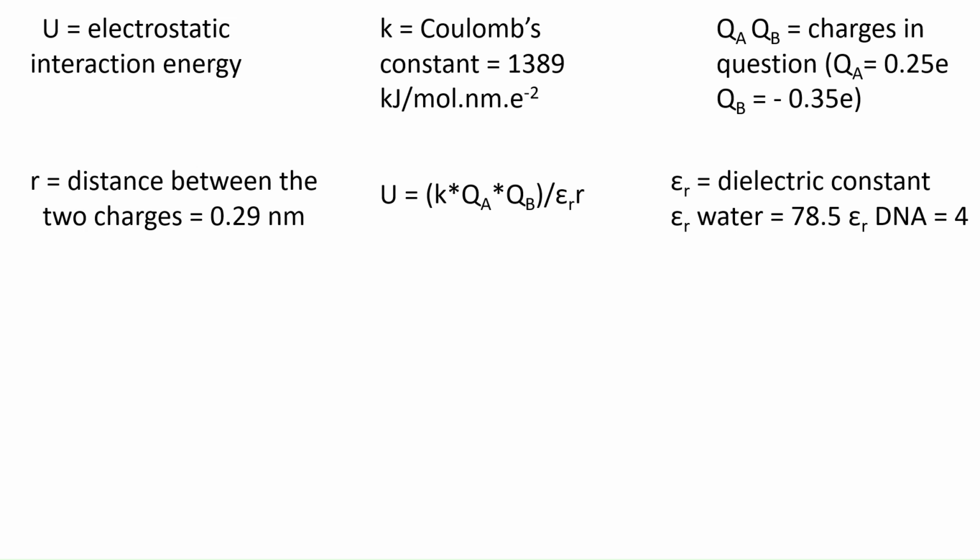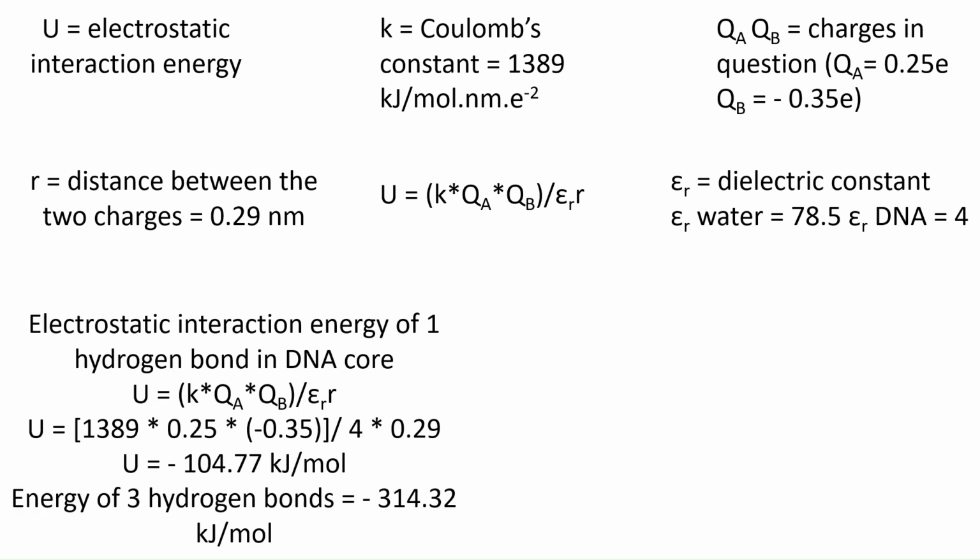Now, we'll put all of these numbers into the equation, and first we'll solve for the DNA core. So, when we put all the numbers into the equation and solve it, first we'll get the energy for a single hydrogen bond, which is minus 104.77 kilojoule per mole. And to calculate the energy for three bonds, we simply multiply it by 3, giving us the number minus 314.32 kilojoules per mole. Now we'll repeat the same thing, but for water.